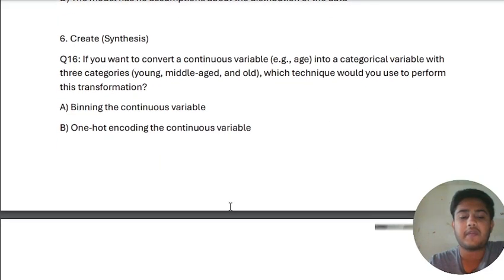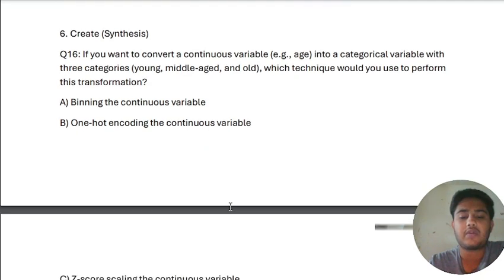Question number 16. If you want to convert a continuous variable, for example age, into a categorical variable with three categories, young, middle-aged, and old, which technique would you use to perform this transformation? The answer is option A, binning the continuous variable.